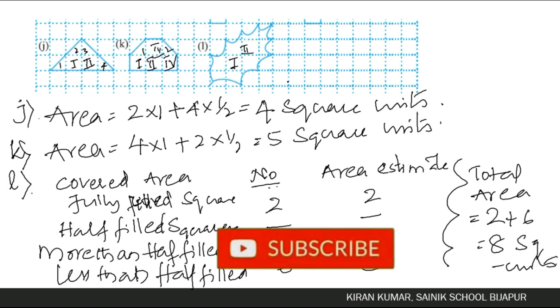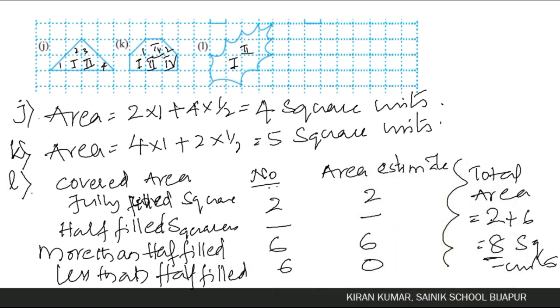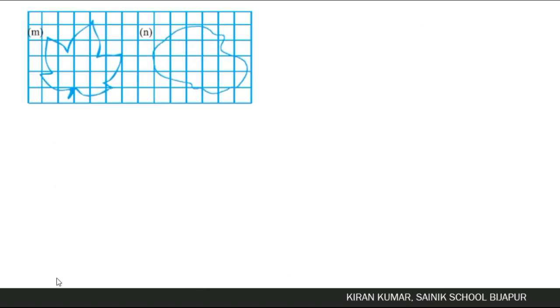Always remember, whenever this type of shape is mentioned, you will not get the exact value. This is only the approximated value. Let's take up the next one. In these two figures, we don't have the sides. Again, we have to follow the same procedure.